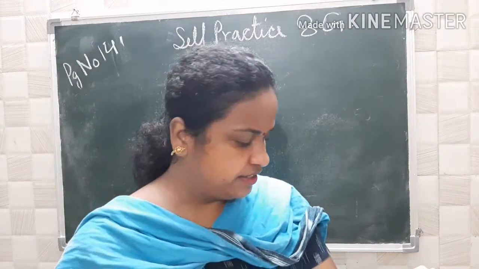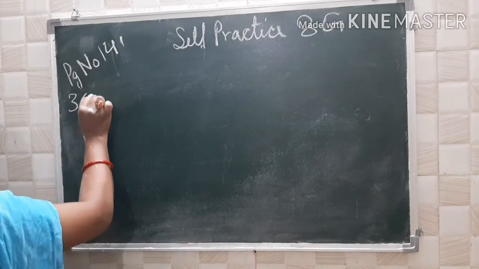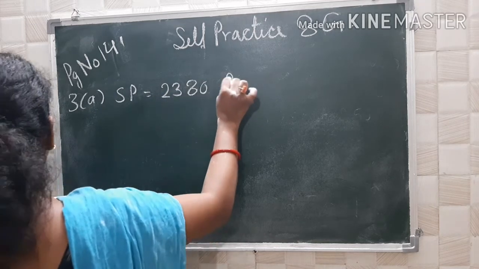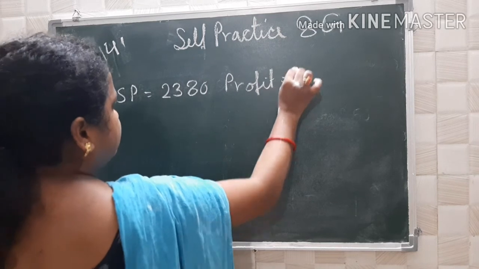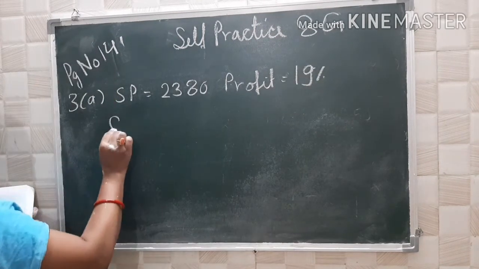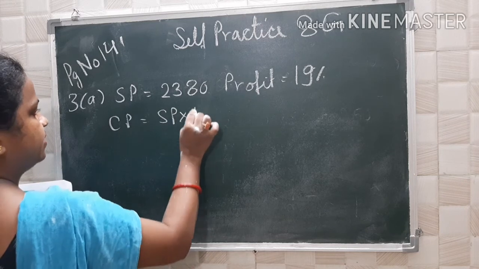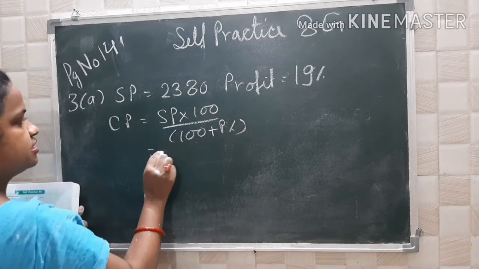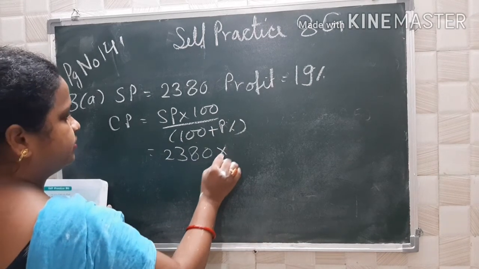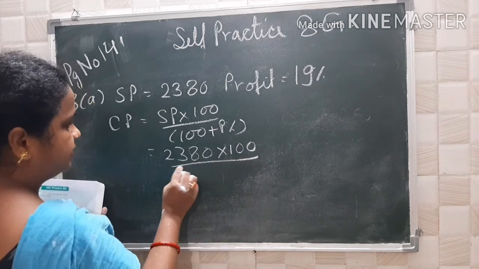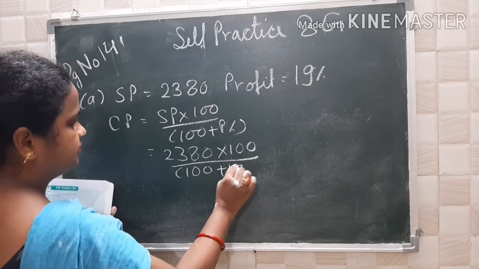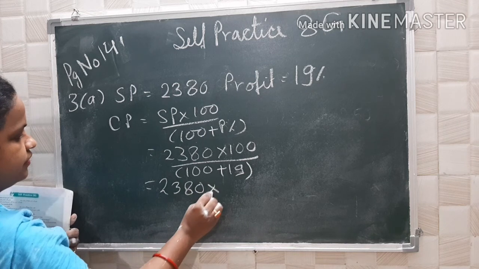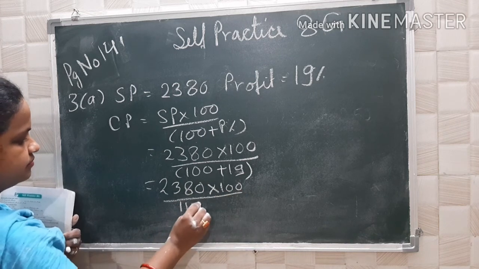Find the CP if SP is 2380 and profit percent is 19%. So here CP is equal to SP into 100 upon 100 plus profit percent. So SP is 2380 into 100 upon 100 plus 19, that is equal to 2380 into 100 upon 119.